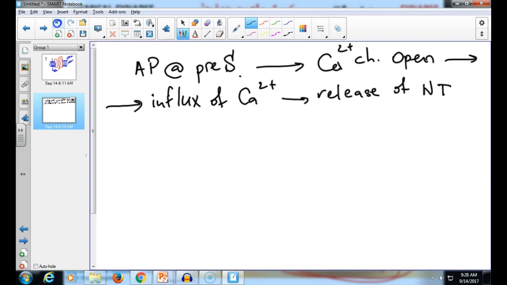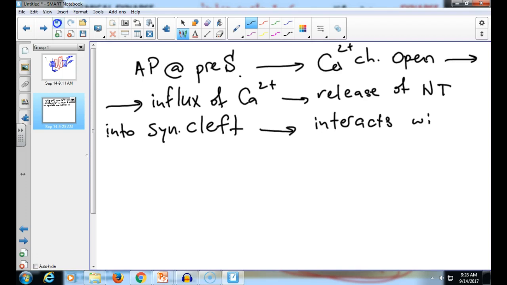Now, where is neurotransmitter getting released? Into what? Does that make sense? Okay, and what does neurotransmitter do next? It interacts with receptors on or at which neuron? Postsynaptic. Does that make sense?